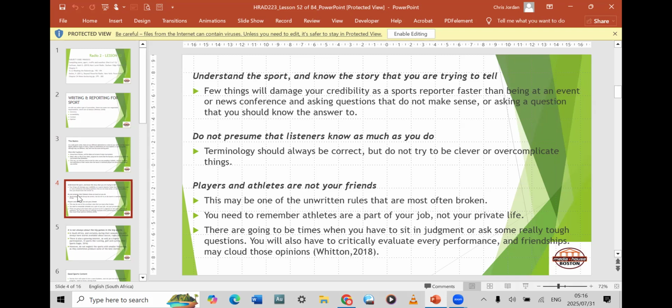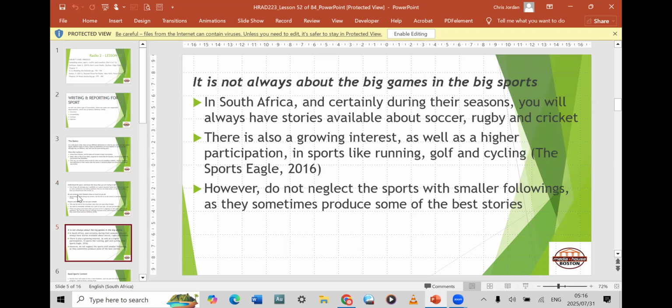So there are going to be times where you have to sit down in judgment to ask them some really tough questions, right? And yes, you might have created some kind of bond over seeing them over time, creating great interviews. They would know you as a high class reporter, that type of stuff. Doesn't matter. You've got to keep business and pleasure, quote unquote, separate.